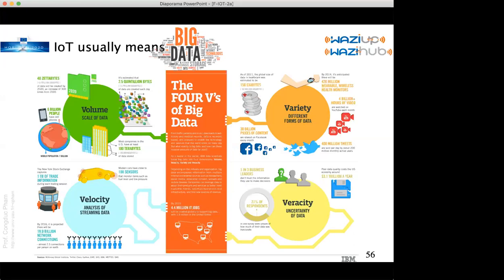IoT means big data, because you're going to generate a lot of data. Big data has four properties: volume and velocity, lots of data and very fast; variety, because there is a large variety of sensors and data formats; and most importantly, veracity, you're not sure about the data. It comes with open data, and even with data from your own sensors, you don't know whether a sensor is damaged or not. So the four properties of big data, volume, velocity, variety, veracity, are very important to understand when you want to go into the data processing of IoT data.